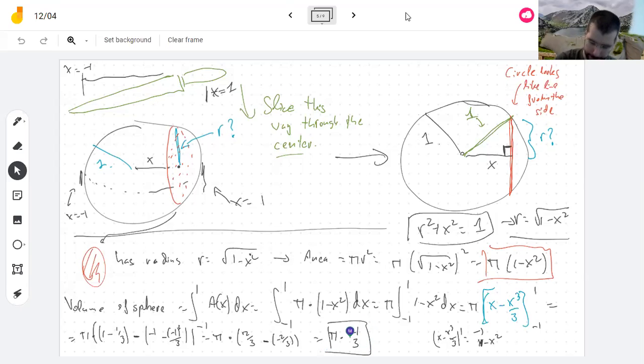Now you've known this all your life, but now you know why. And if we had made the radius r, we would get r cubed in there. It's pretty much the same thing.